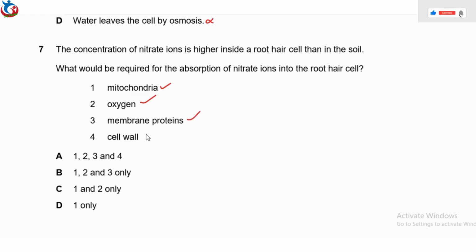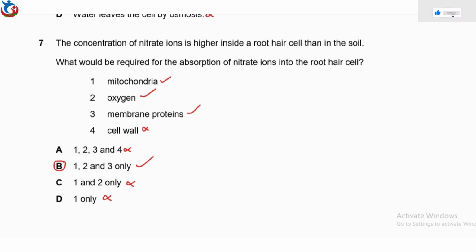But the cell wall is not necessarily required. So with this, we have 1, 2, and 3. Our option A here is wrong. Option B is our correct answer. Option C is wrong. Option D is wrong. So 1, 2, and 3, option B is our perfect answer here. We now move straight to question 8.